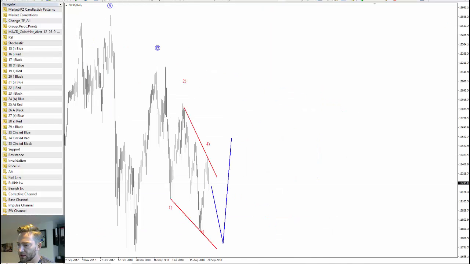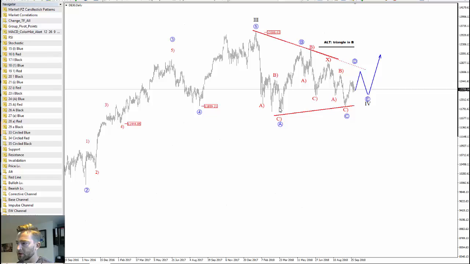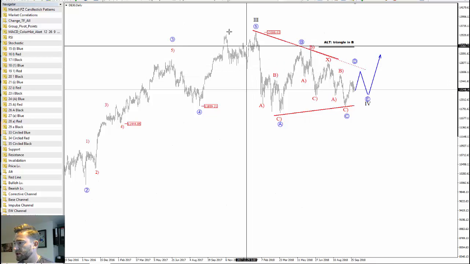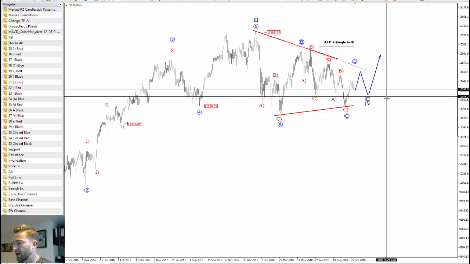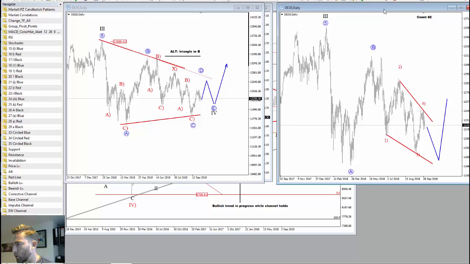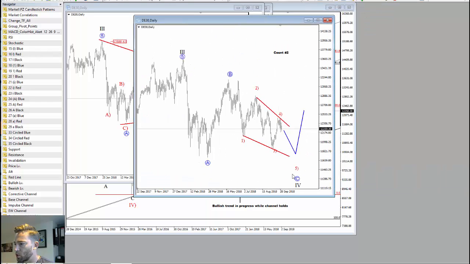Okay, so overall, I still think that this consolidation on a daily chart is not done yet, and that we are probably forming a triangle pattern A, B, C, D. So if that's the case, watch out for a rise towards the upper side of this trend line before the market turns again lower.